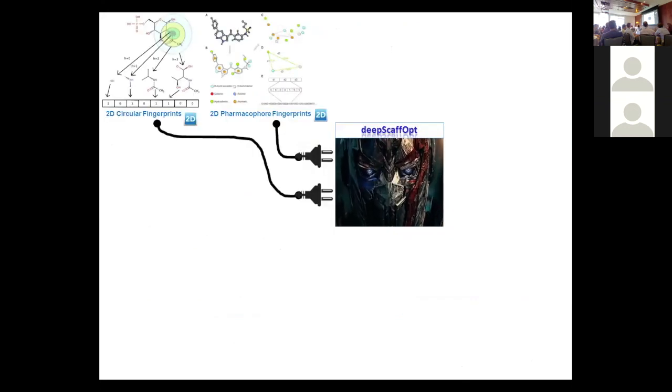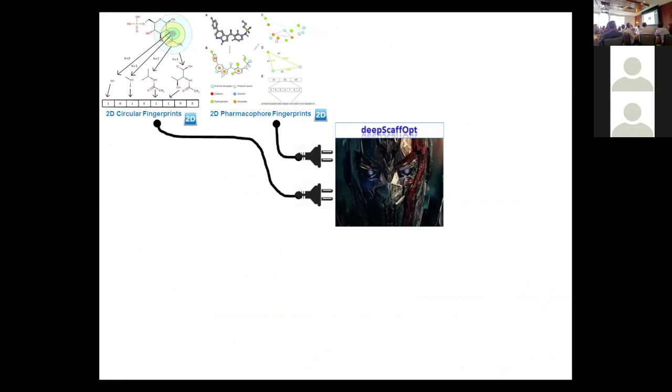The main workforce behind deepScaffOpt in the latest D3R challenge were two types of two-dimensional ligand-based feature vectors. These were the 2D circular fingerprints and the 2D pharmacophore fingerprints. Both of them encode which substructures are present in the molecule: the former encodes the presence or absence of chemical substructures, the latter encodes the presence of pharmacophore patterns.